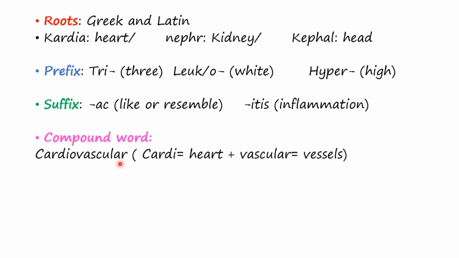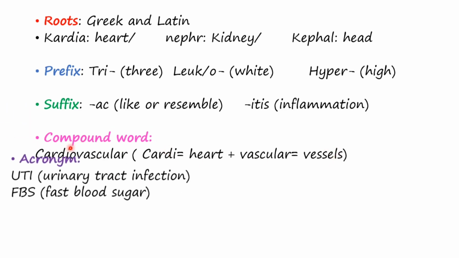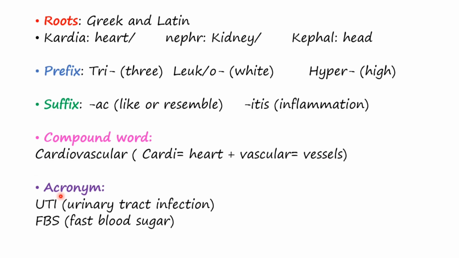Compound words, as I said earlier, are words that consist of two roots in themselves. For example, cardiovascular, that consists of cardia, meaning heart, and vascular, meaning body vessels. Acronyms, as I told you before, are words that consist of the first letters of a medical phrase. It simplifies long medical phrases into bite sizes. For example, UTI, which means urinary tract infection, or FBS, that is, as a matter of fact, fasting blood sugar.